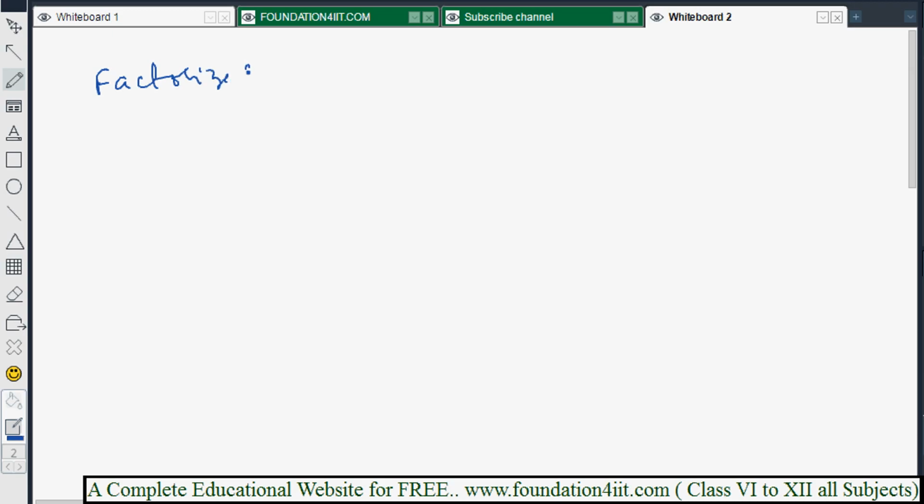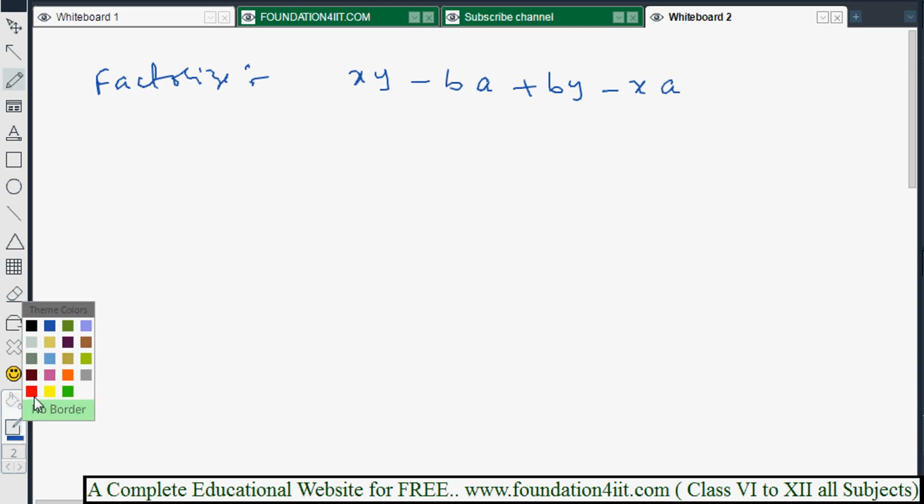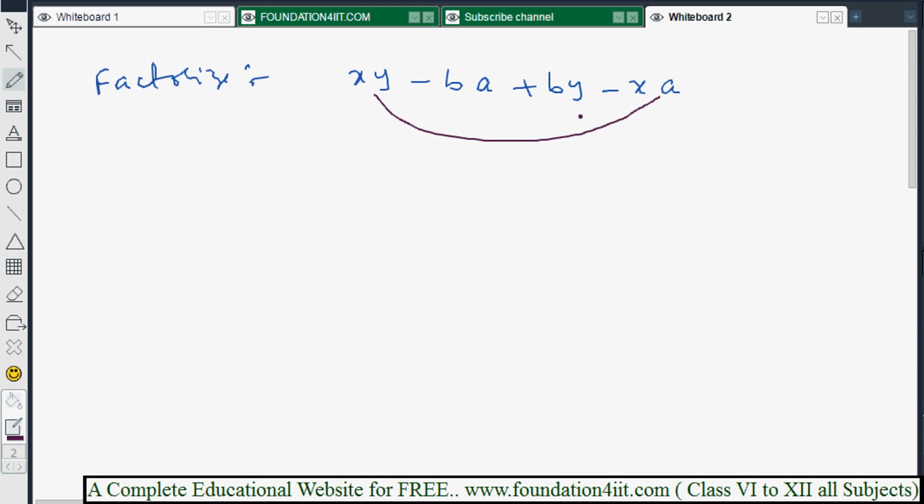So this is the grouping, and different methods are there in the remaining problems. I'll explain. Factorize xy minus ba plus by minus xa. By seeing the question, we need to understand which two terms we should take as a group. Here, xy and minus xa are x terms, so you can take them once and do grouping. If it's not possible, try to change some other terms one by one.